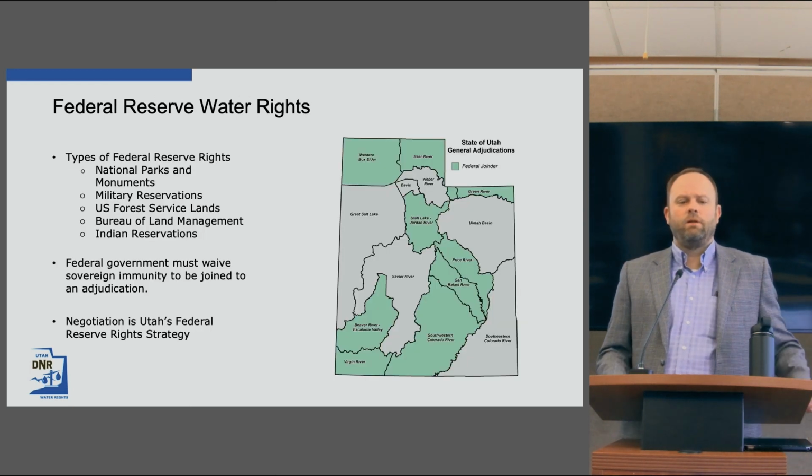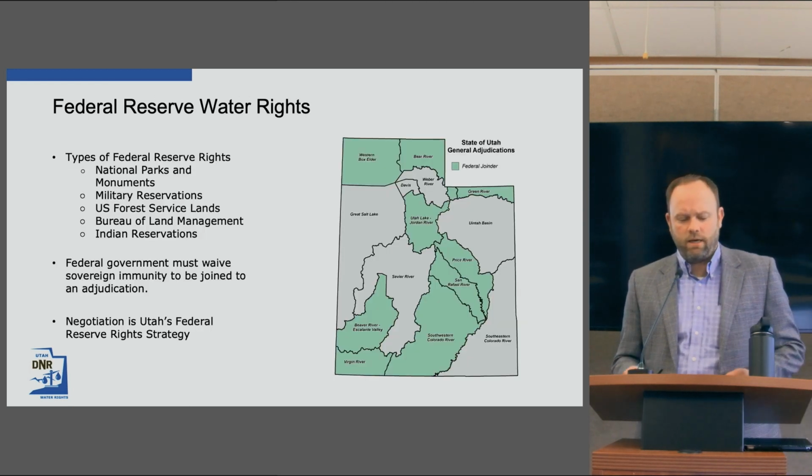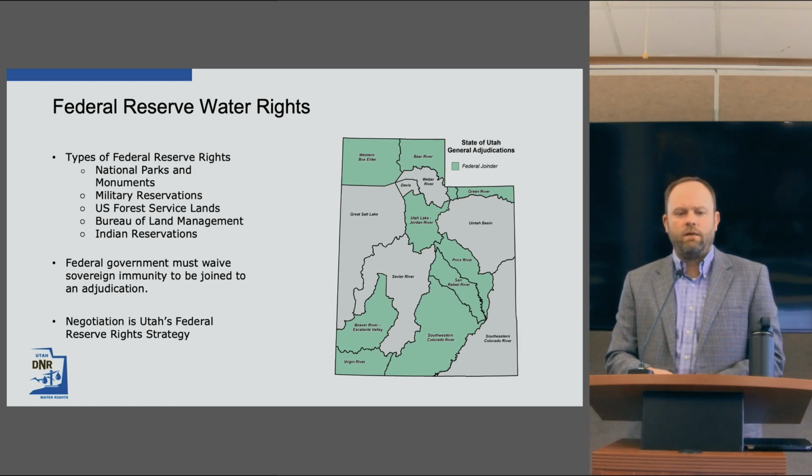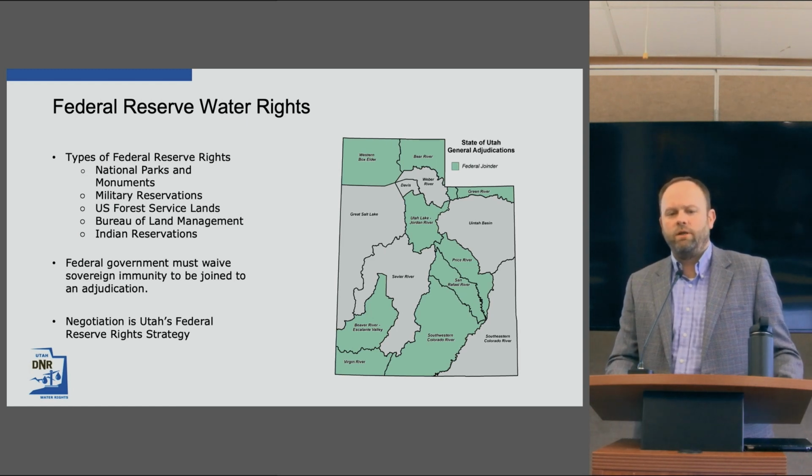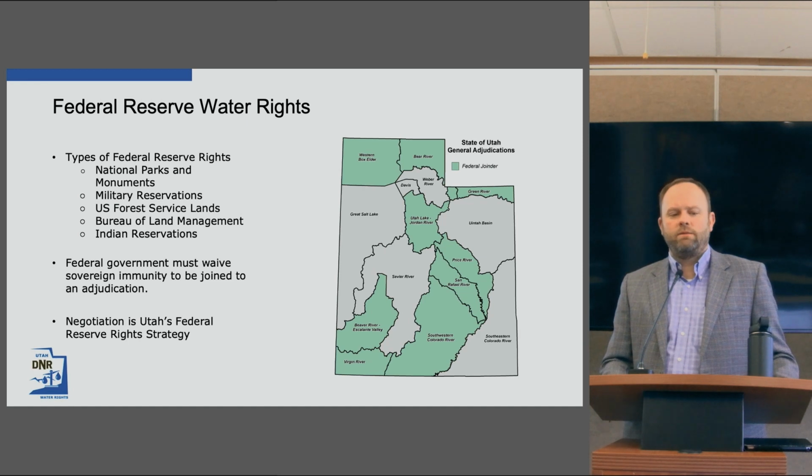So, last couple little details on reserved rights. Won't spend a lot of time on this. And I discovered that this map is slightly out of date, because this map shows the areas where we have joined the federal government. There is one area that we added recently as part of the Navajo Nation adjudication, and so that southeast corner of the state of Utah should have an area of green that represents the Navajo Nation.